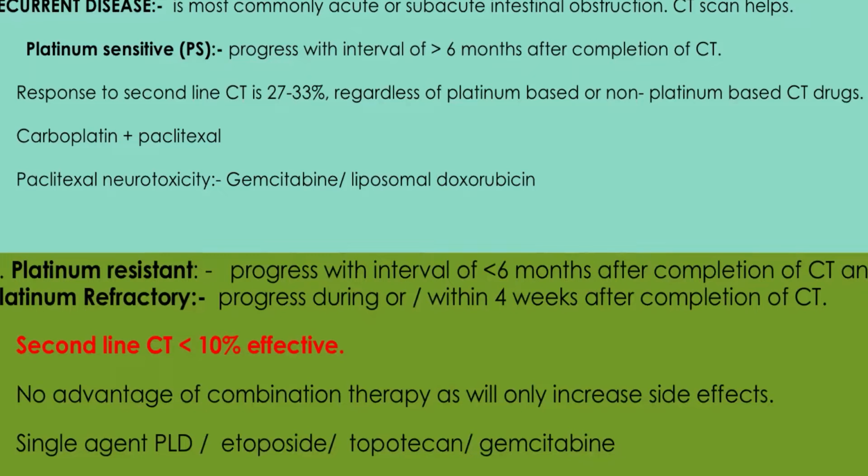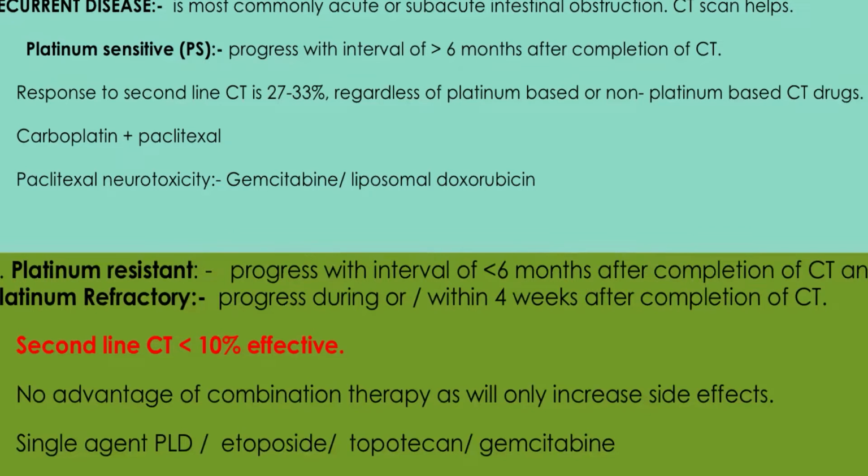Because the disease has recurred back after 6 months of completion of platinum, usually we give platinum-based chemotherapy, that is carboplatin paclitaxel, you can go for a re-challenge. The management of platinum-sensitive recurrent ovarian cancer is a re-challenge with carboplatin and paclitaxel. However, in these cases, there is a chance of paclitaxel neurotoxicity. Then you may need to substitute paclitaxel with gemcitabine or liposomal doxorubicin.